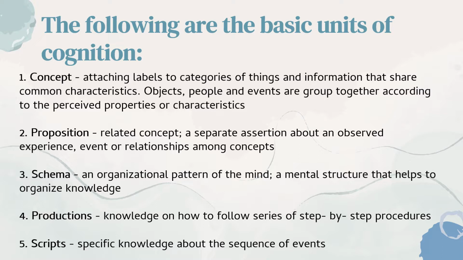Number 1, the concept. Attaching labels to categories of things and information that share common characteristics. Objects, people, and events are grouped together according to the perceived properties or characteristics. Number 2, proposition. Related concept, a separate assertion about an observed experience, event, or relationships among concepts.